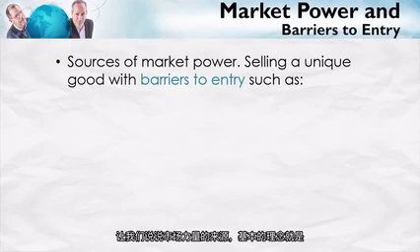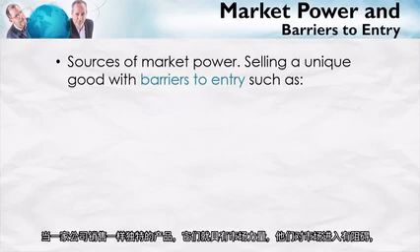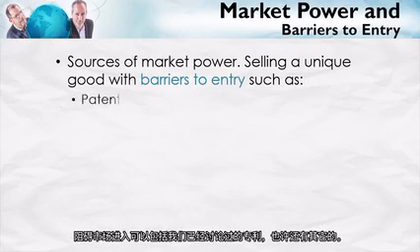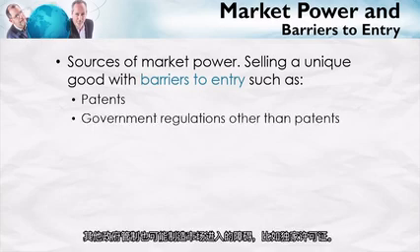Let's say a few words about the sources of market power. The basic idea is that a firm has market power when it's selling a unique good and there are barriers to entry, forces which prevent competitors from entering the market. Barriers to entry could include patents, as we've already discussed. There may also be other government regulations creating barriers to entry, such as exclusive licenses.